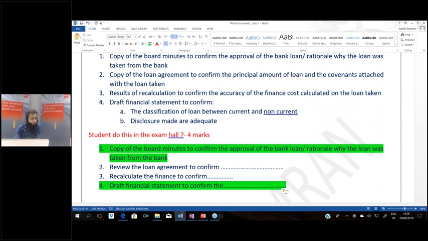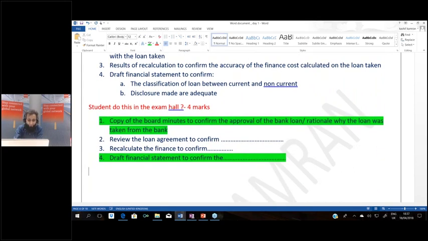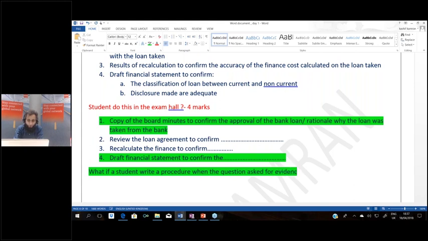Each year, or I think after every 2 years, there is an examiner conference which takes place in UK, and there is a question and answer session with examiner, the minutes of which are released later. There was a question and answer session with the P7 examiner, and a question was raised that what if, and let me write the question so that you know what question was raised and what answer the examiner gave. What if a student write a procedure when the question asked for evidence, right?